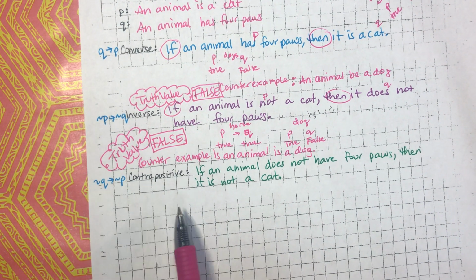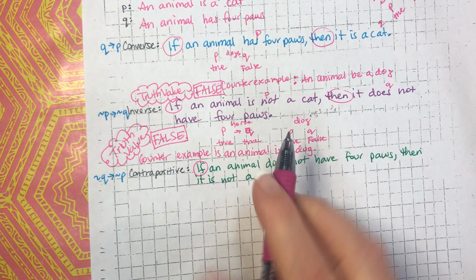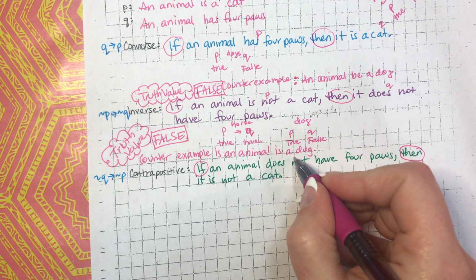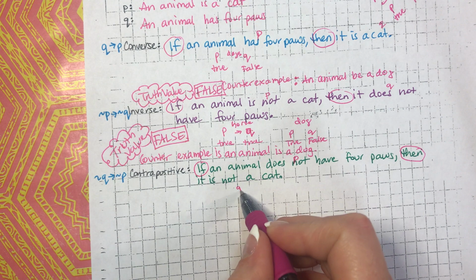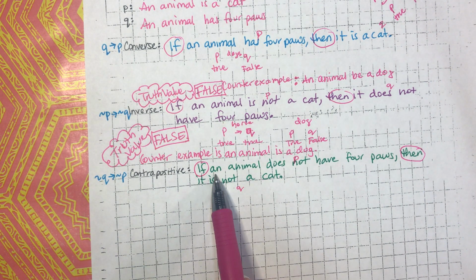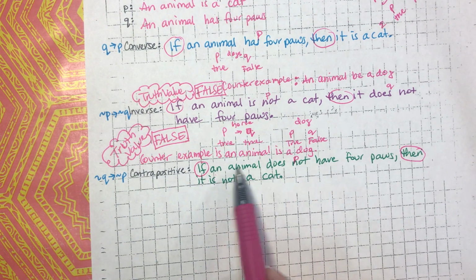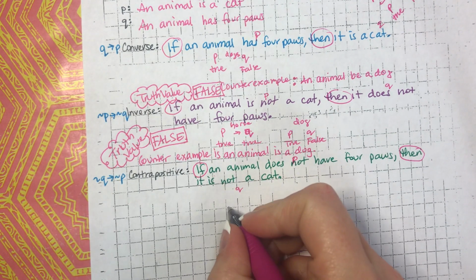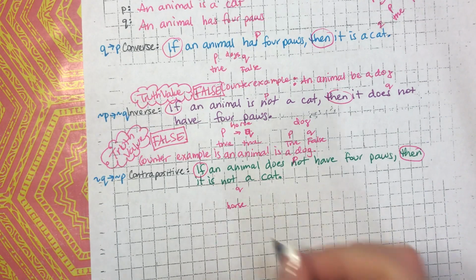Okay, this last one, the contrapositive. All right, we're going to look at the truth value. So first, remember, we're just looking at this as a regular conditional. So I'm going to circle the keywords if and then, which means after if is going to be my hypothesis and after then is going to be my conclusion. So it says an animal does not have 4 paws. So let's think about an animal that does not have 4 paws. Okay, a horse. Why not? So I'm thinking about a horse. So that's something that does not have 4 paws.